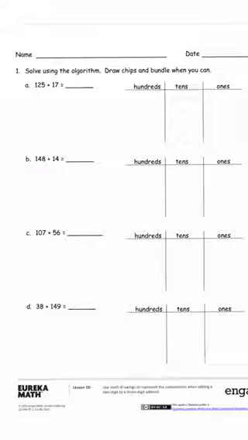The must-do problems for tonight are B and D. For the problem, you're going to solve using the algorithm. Draw chips and bundle when you can. The first thing we're going to do is set up our problem vertically. So let's do A together: 125 plus 17, set up vertically.